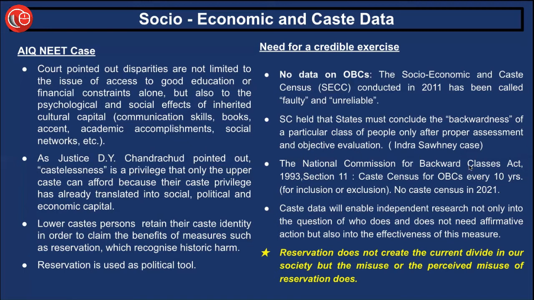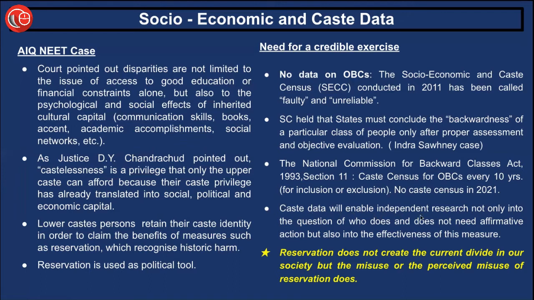So the National Commission for Backward Classes Act 1993, section 11 of this particular act provides that a caste census for the OBCs should be held every 10 years. But as we know, because of the COVID-19 pandemic the previous year, the caste census, which was due to take place in 2021 because the last one was in 2011, could not be conducted for various reasons.